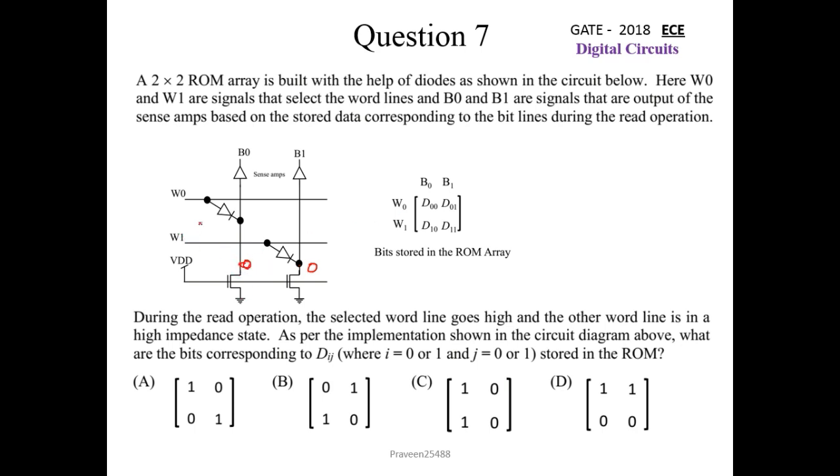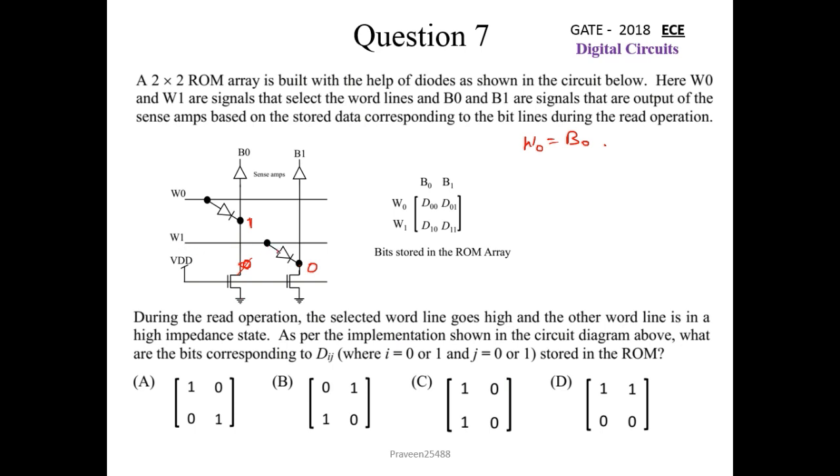Now we'll see that this W0 select line is connected to this B0 line only. So if W0 is 1, then this diode will be on, and it will change this 0 level to 1. That 1 would be sensed by this amplifier, and this B0 will have output 1. So here W0 is 1, then B0 is 1. So we'll say W0 is equal to B0 here.